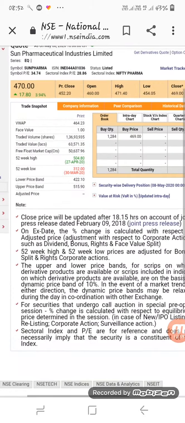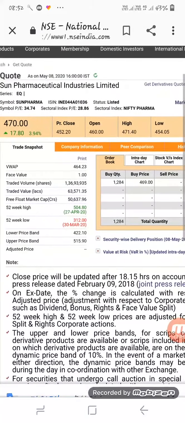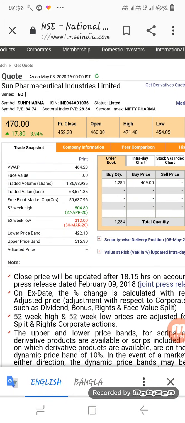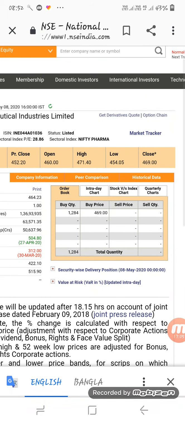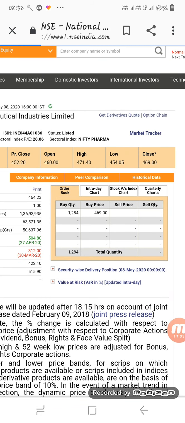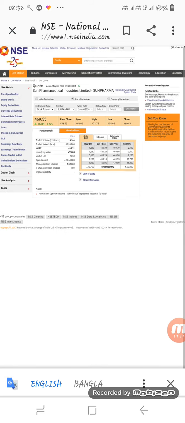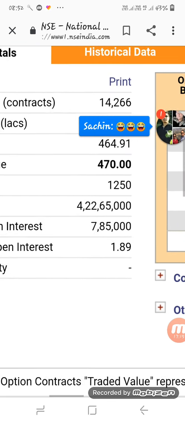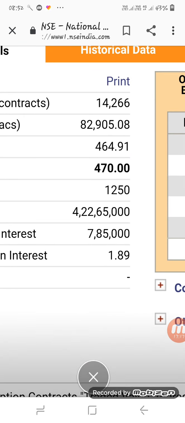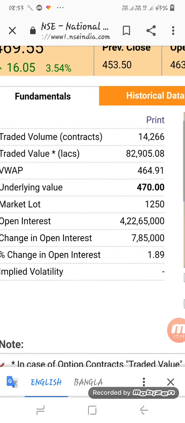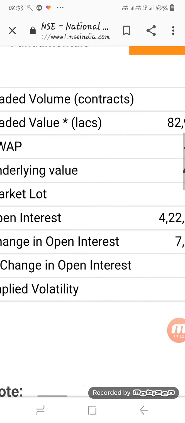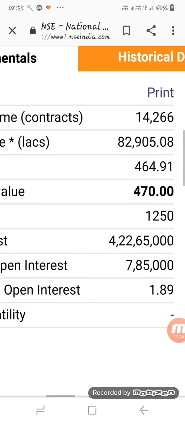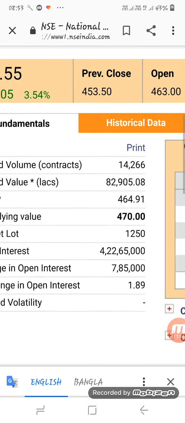So there's a concept of lot. We need to see what the lot of Sun Pharma is. For that you can go to get derivative quote, and let's see. Okay, so the minimum market lot is 1250. You can see the market lot out here.